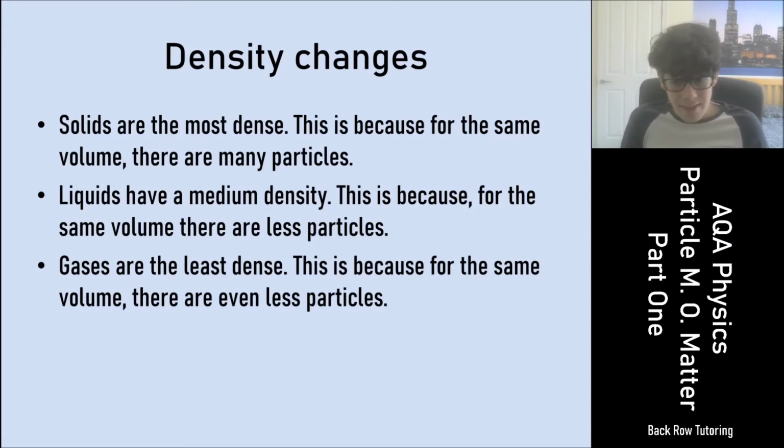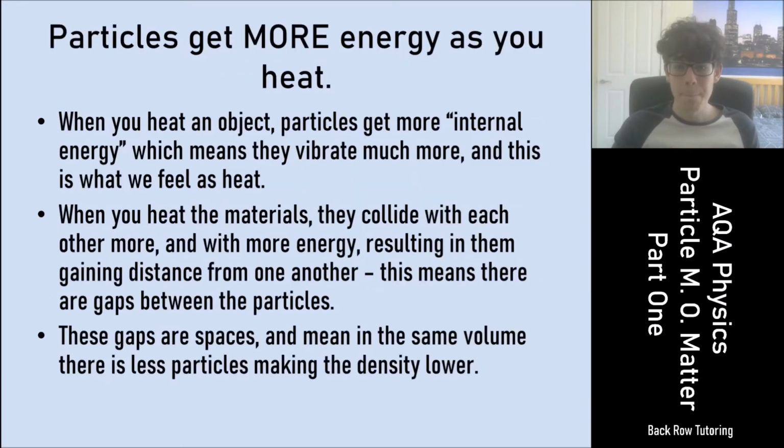Gases are the least dense. This is because for the same volume, there's even less particles. So if you take that same volume as what you did for your solid and your liquid, there'll be even less particles in a gas because they are even more spread out. So gases are the least dense out of the 3.